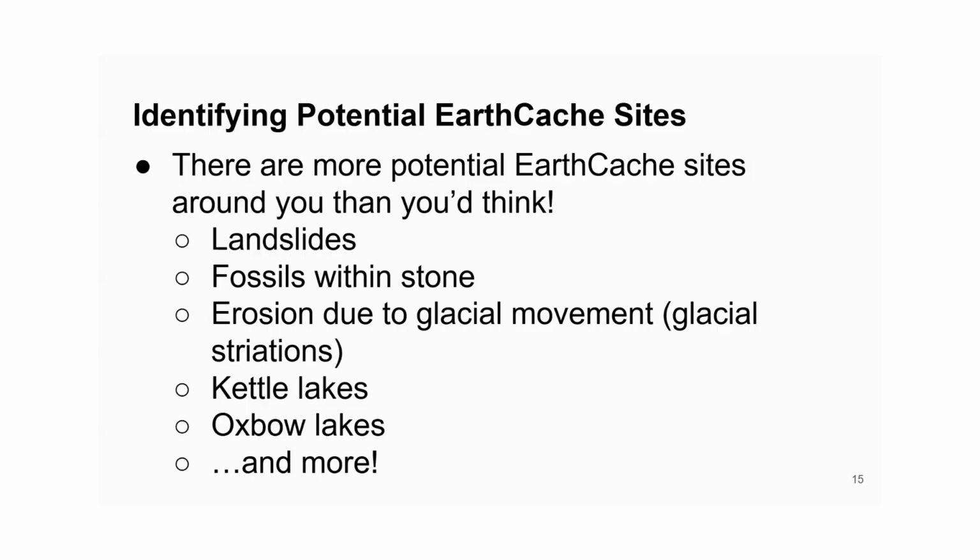And then we already talked about the Tyndall Stone. Erosion due to glacial movement: there might be striations, kettle lakes, or oxbow lakes. These are all to do with glacial movement.